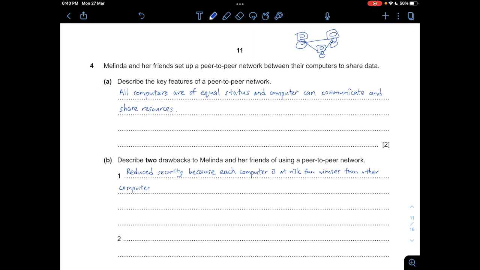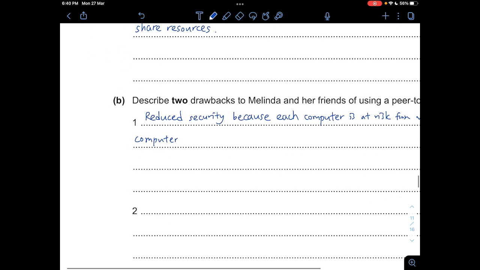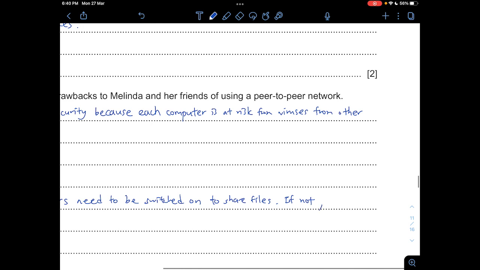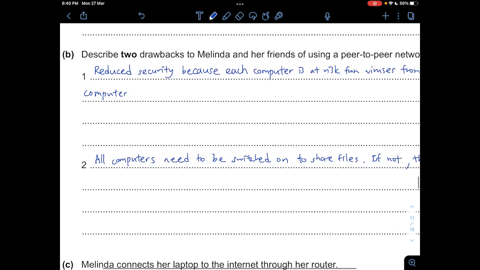Because if your computer is turned off, the computer cannot communicate with the other computer because the CPU is not turned on, the hard drive is not spun up, so it's impossible to get the data from the hard disk if it's not powered on. So all computers need to be switched on to share files. If not, the files may not always be available.